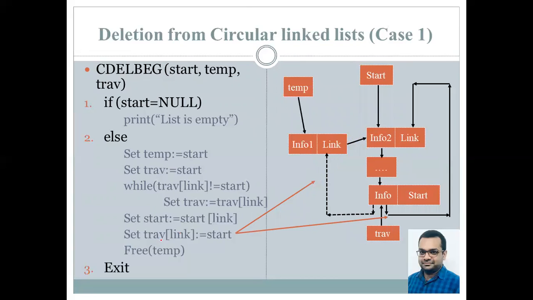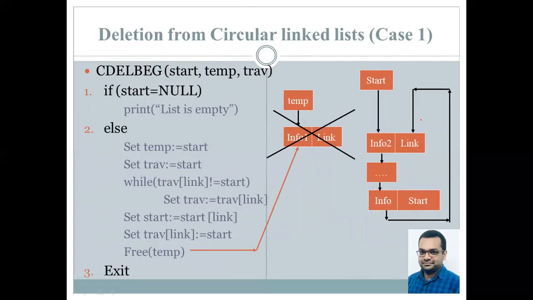As soon as we set traversal link equal to start, you can see this link ceases to exist, because start now points to the node with the value info2, that is the second node, and therefore setting traversal link equal to start causes the last node to point back to this node. And then we free temp, that is, we free up the memory allocated to temp.